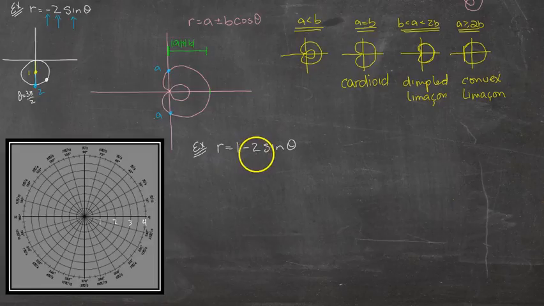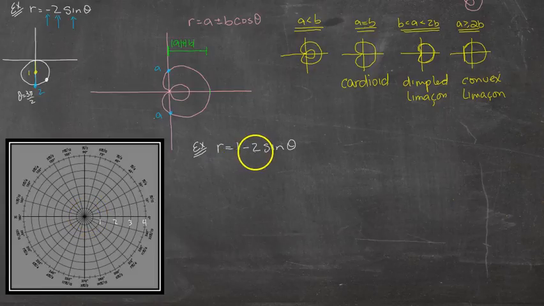And I have a sine theta, which means it's going to be symmetrical on the horizontal axis. Minus 2 sine theta means it's going to be below the polar axis. So it'll be down here at the bottom. So my loop is going to be somewhere here, and my outer loop is going to be like that. Obviously, that's not the actual graph. That's one piece of information.